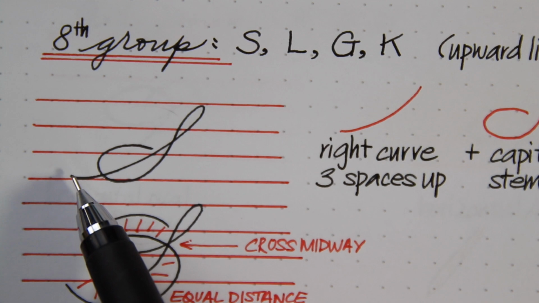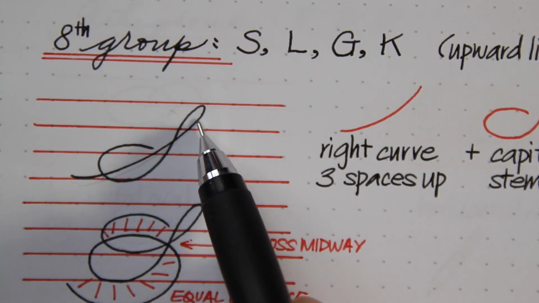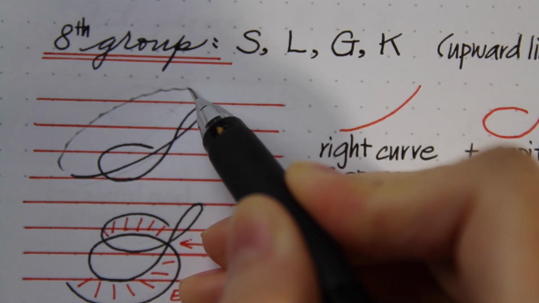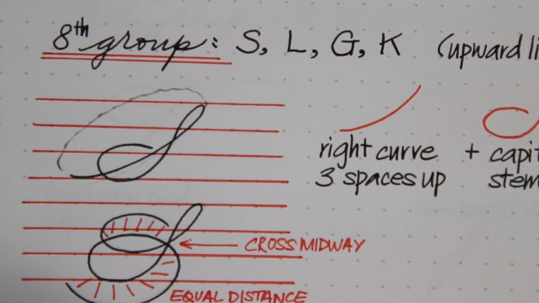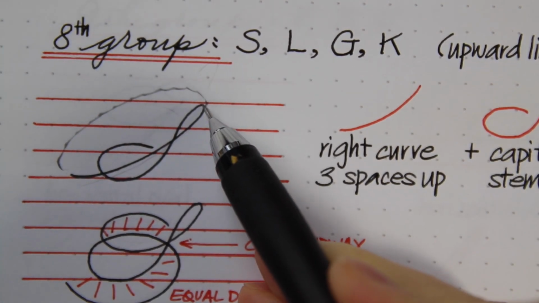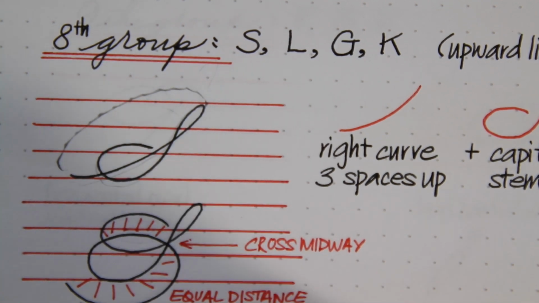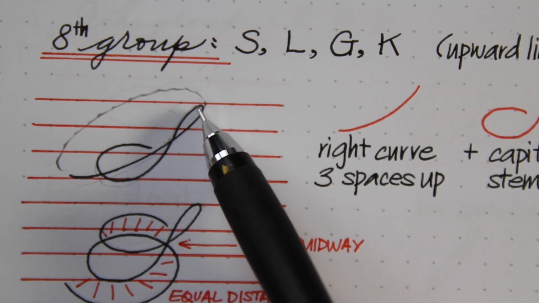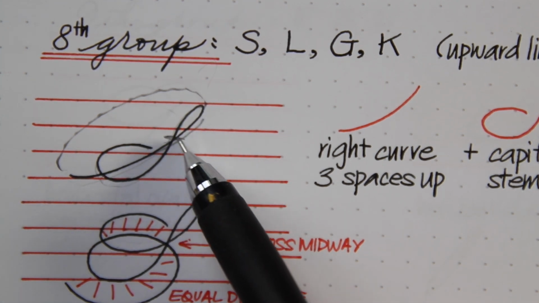So the letter S begins with a right curve, 3 spaces up. So you can see the potential oval it's creating. And then we just finish it with a capital stem. That's how easy the letter is. The capital stem crosses the right curve that we began with midway of the letter.